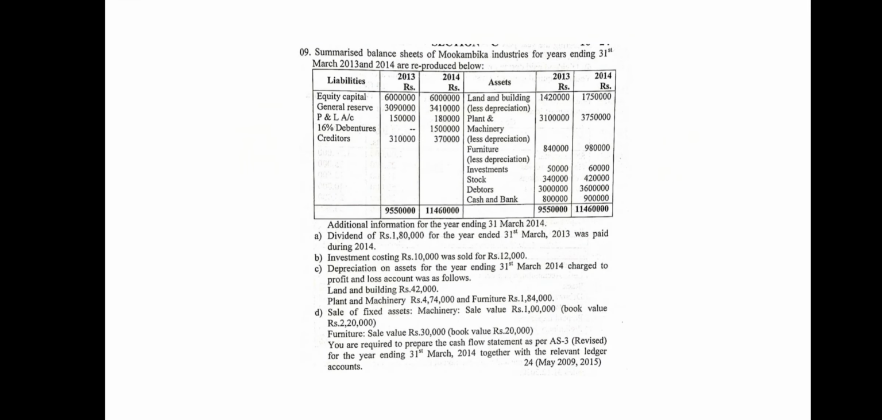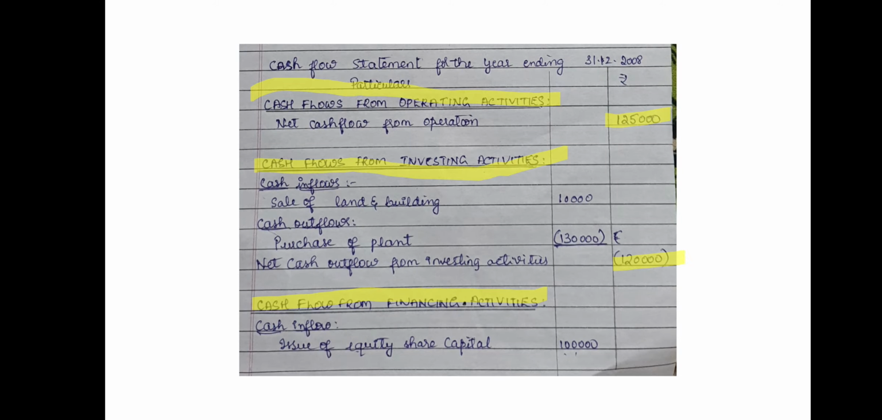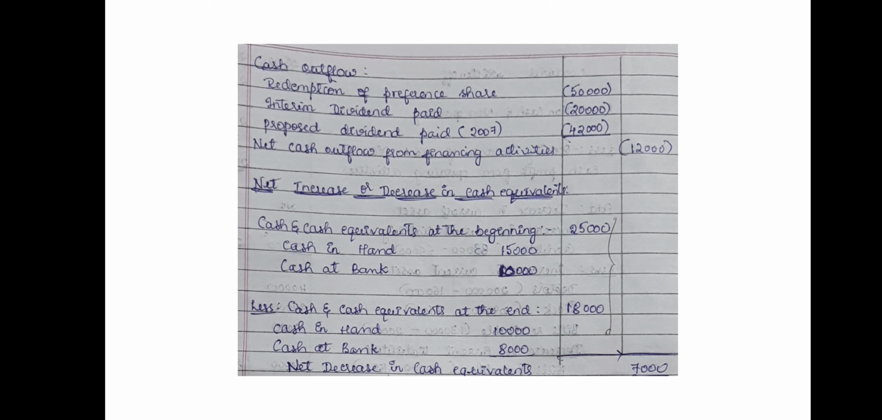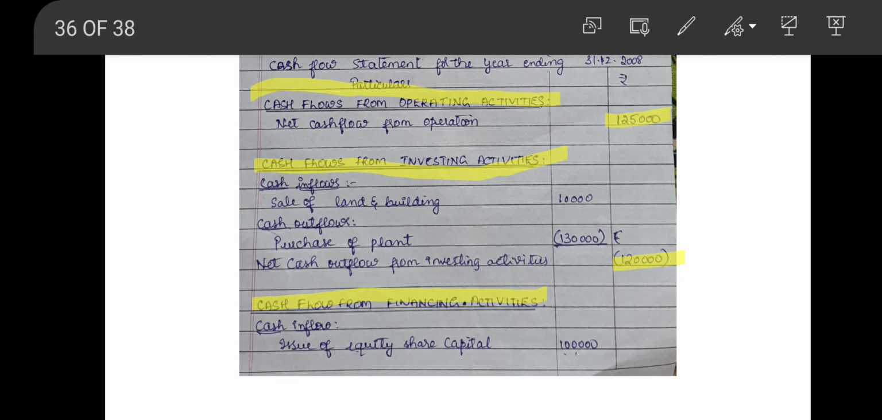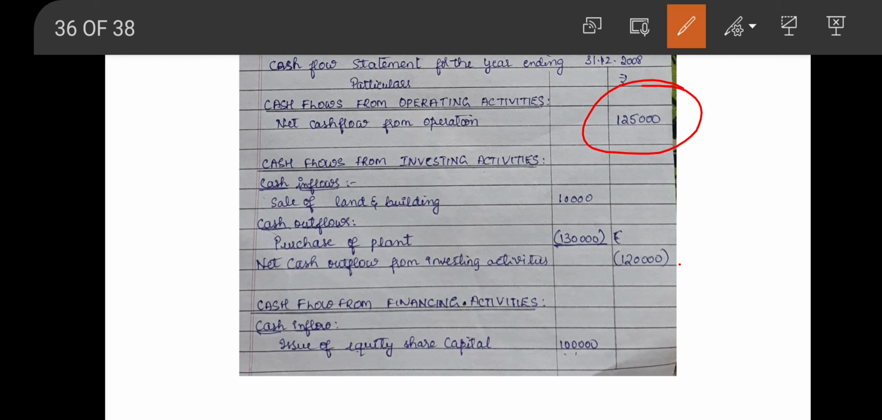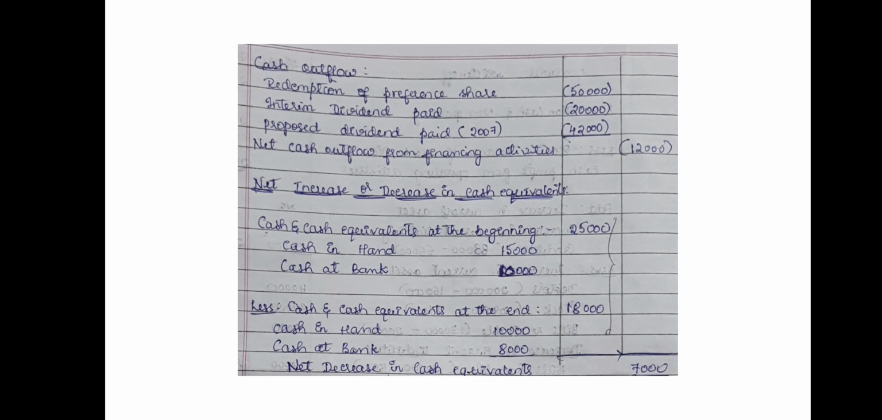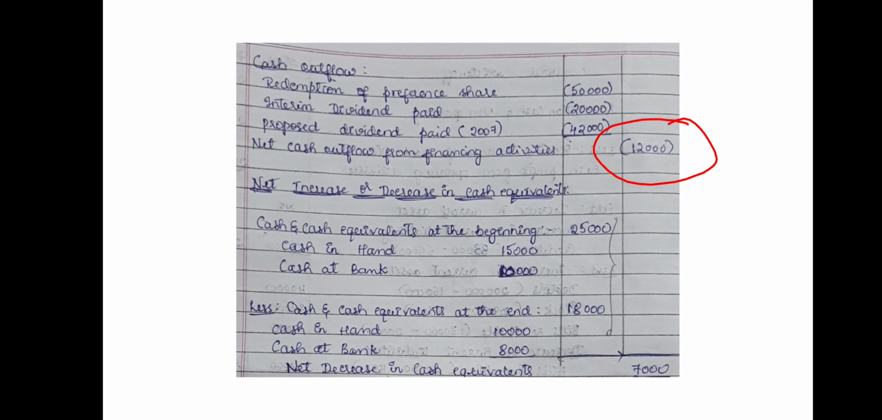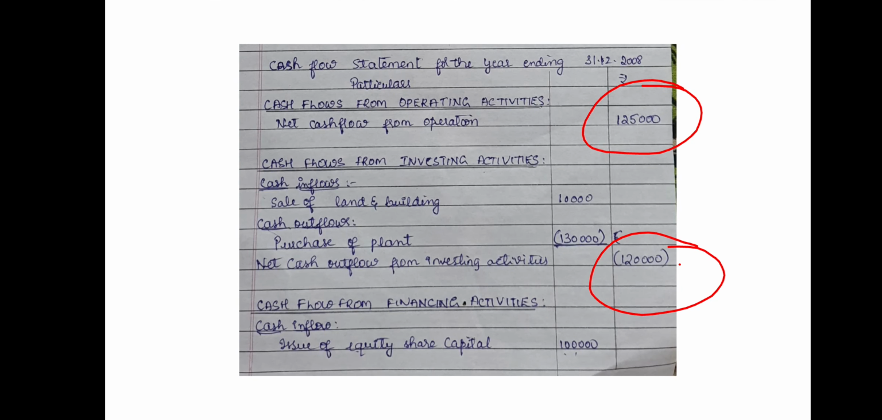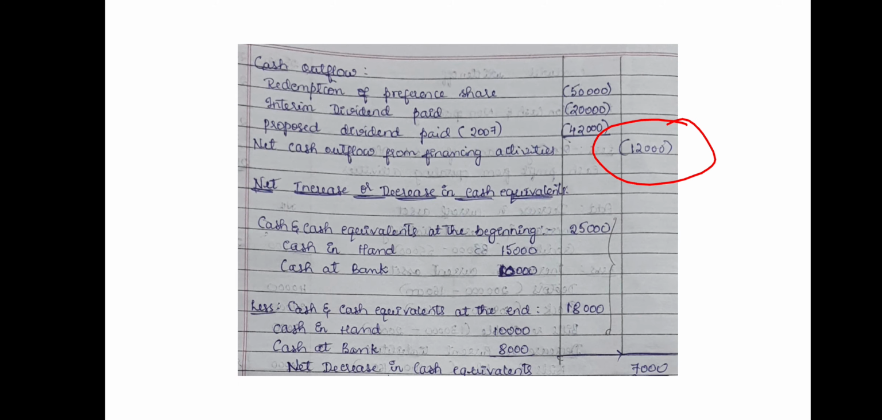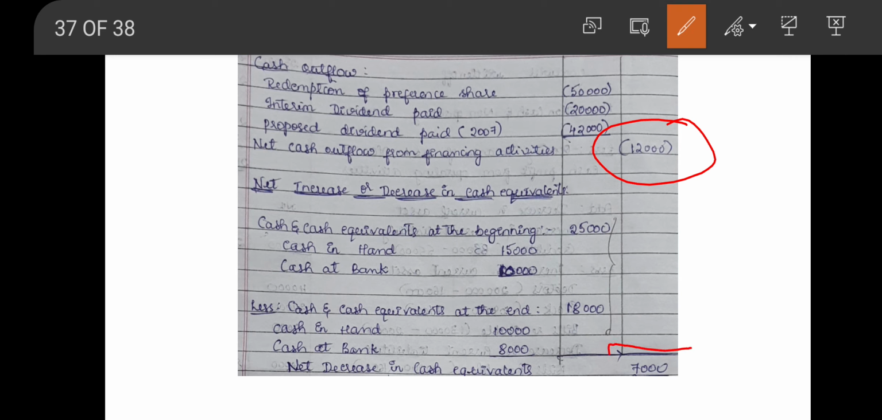Now this amount, 7,000. We are having 3 amounts in the outer column, right? That is 1,25,000, minus 1,20,000, minus 12,000. So we have 1,25,000 plus the negative balances 1,20,000 and 12,000. Now when we add these three amounts, it must be equal to 7,000. Then your answer is considered as right.